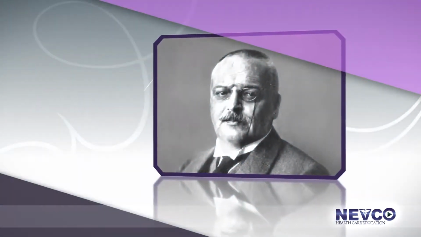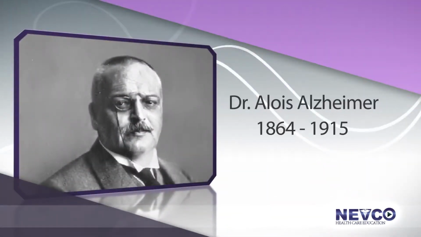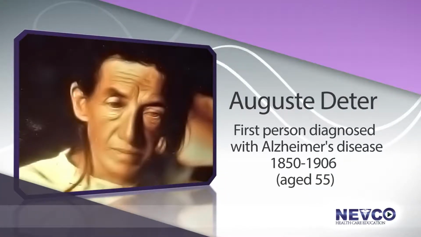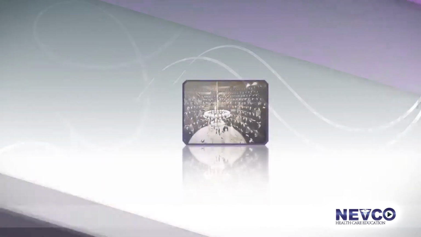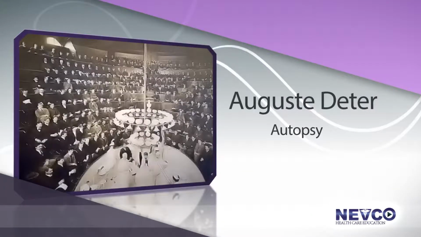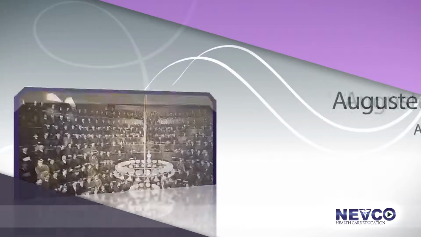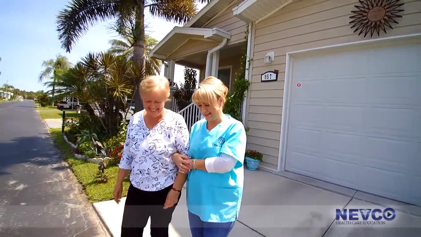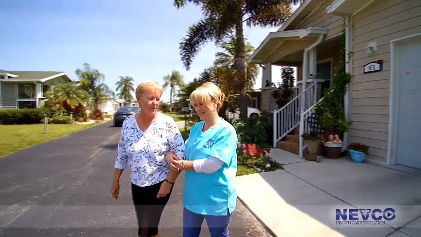The term Alzheimer's disease dates back to 1906 when Dr. Alois Alzheimer, a German physician, presented a case study of a 55-year-old woman who suffered from memory loss, disorientation, and hallucinations. On autopsy, the brain tissue was found to have the amyloid plaques and neurofibrillary tangles that today characterize Alzheimer's disease.